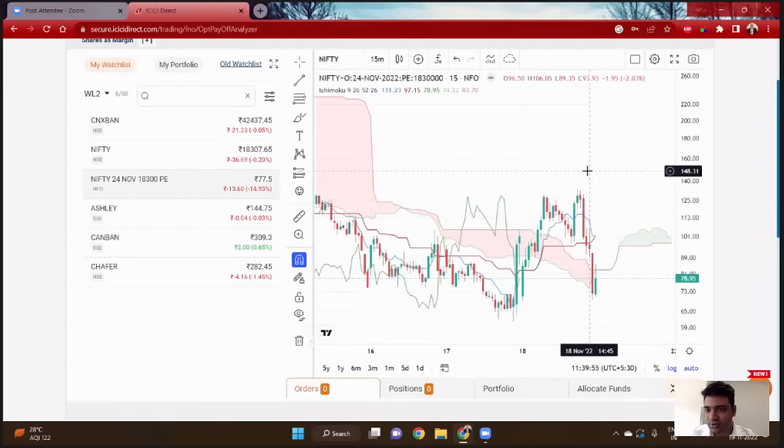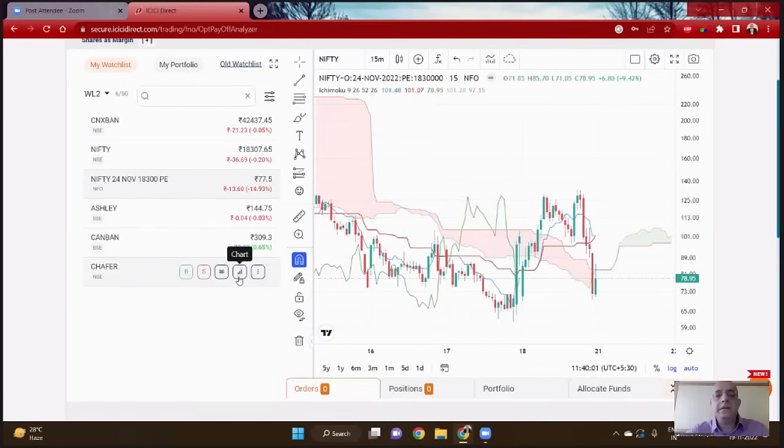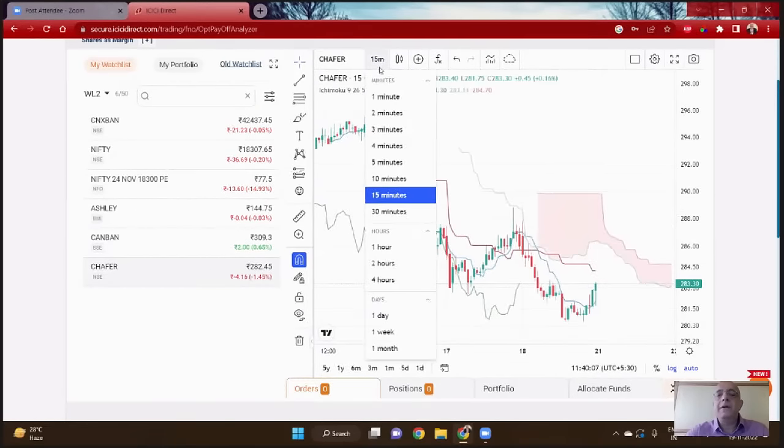Sir has chosen it. I can see one more stock there, so let's talk about that stock. So the other stock I have in mind, now this is from the buy point of view, is Chambal Fertilizer.